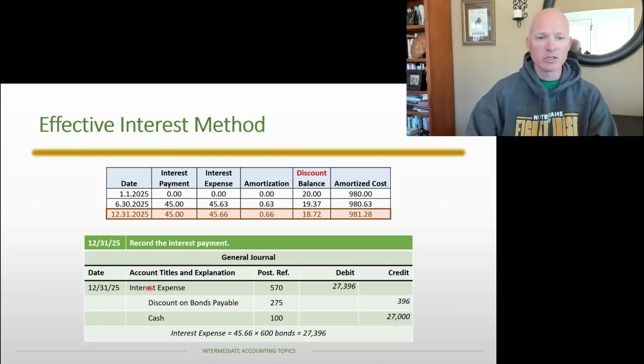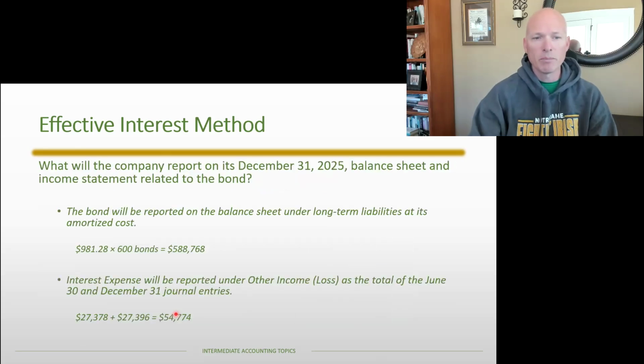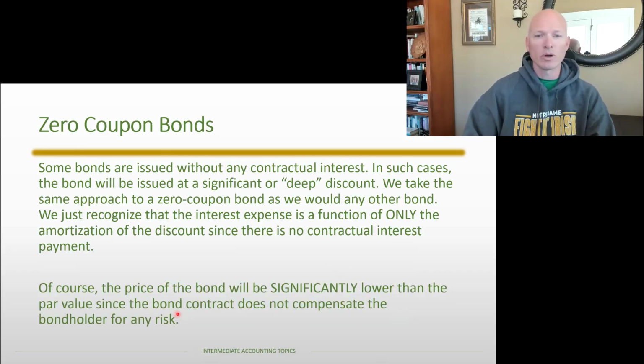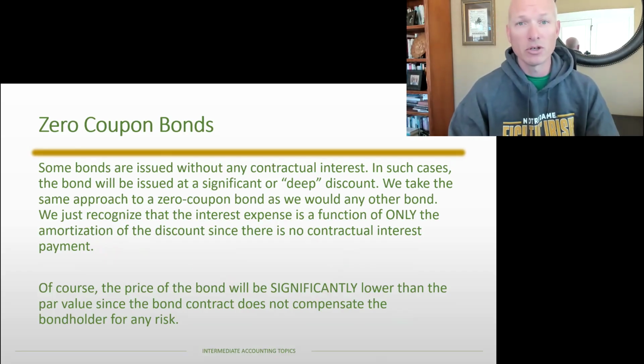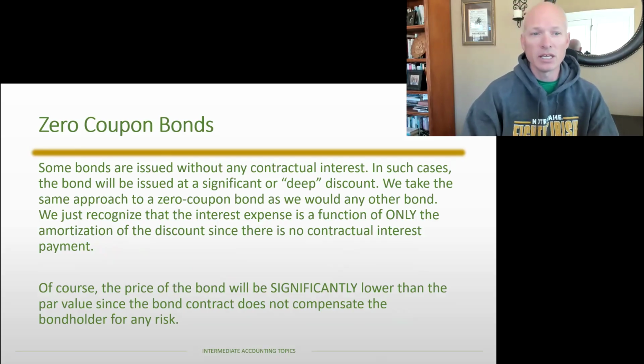And so if we go back to the prior journal entry, again, we highlighted that the interest expense was driven by the interest payment and the amortization of the discount. If there was no interest payment, then the interest expense would be driven only by the amortization of the discount. And so with a zero coupon bond, that is the situation we're in. The interest expense is only going to be the result of the amortization of the discount since there is no contractual interest payment. Now there's going to be a very substantial discount, and so the amortization for that discount is going to be pretty large in any given period.